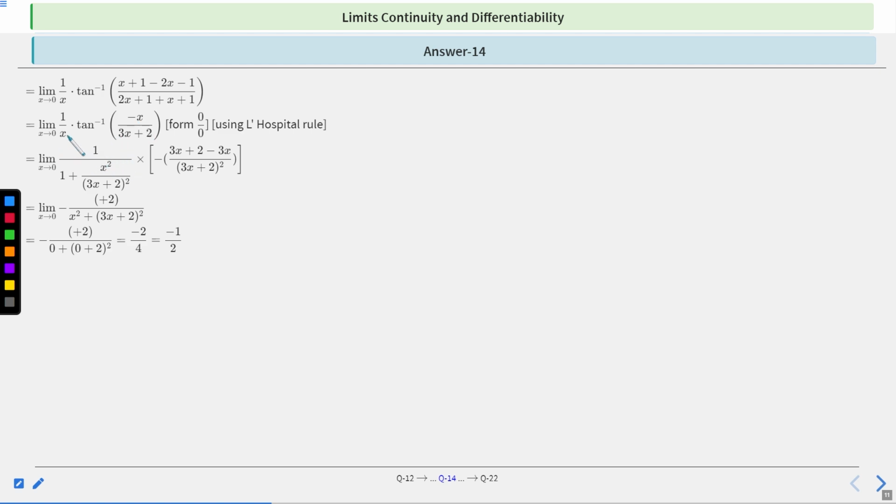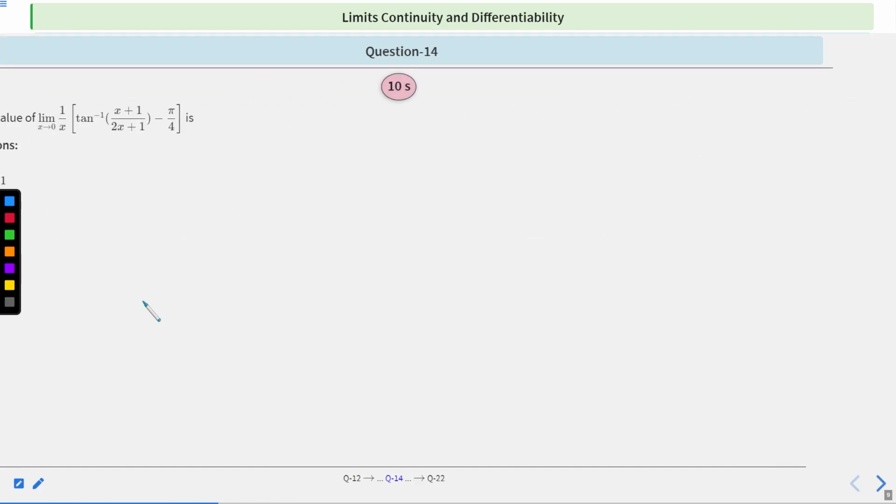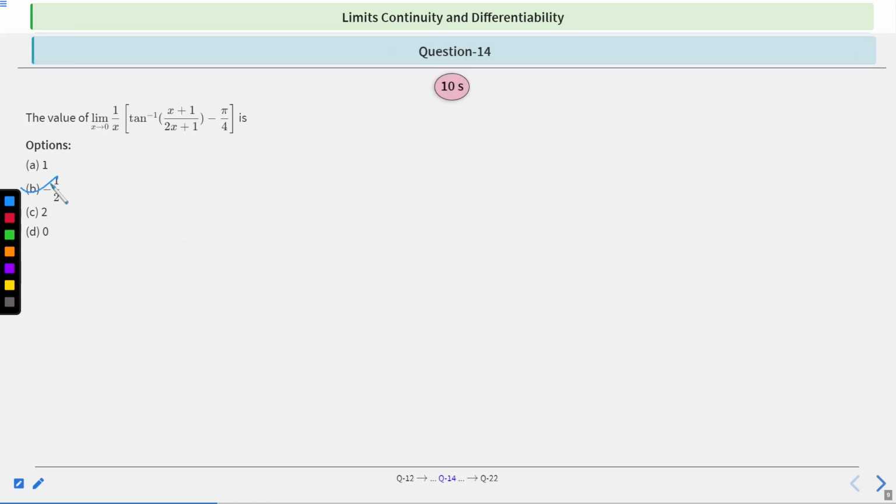So the differentiation of the denominator, which is x, is 1. Now we have to take the differentiation of the numerator, which is tan inverse of (minus x upon 3x plus 2), which is 1 upon 1 plus (x square upon (3x plus 2) square) into minus of ((3x plus 2) minus 3x) upon (3x plus 2) square, which is equal to the limit as x tends to 0 of minus 2 upon (x square plus (3x plus 2) square). After putting x tending to 0, you will get the limit as minus 2 upon 4, which is minus 1 by 2, right? So the answer is minus 1 upon 2. So option B is the right choice. Clear? Okay, let's move to the next question.